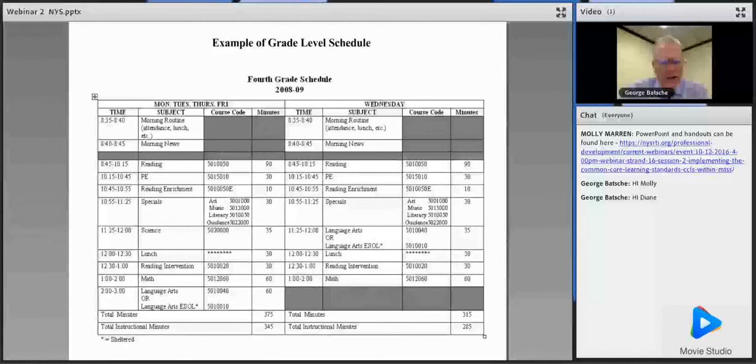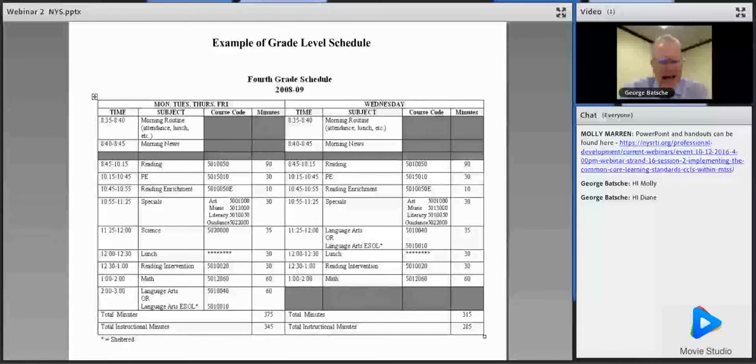If you keep going down, you'll see specials. One of the things many of our elementary schools are doing is blocking schedules so that all the kids at a grade level go to the specials. That way the team can use that time for planning, MTSS work, data analysis, etc.